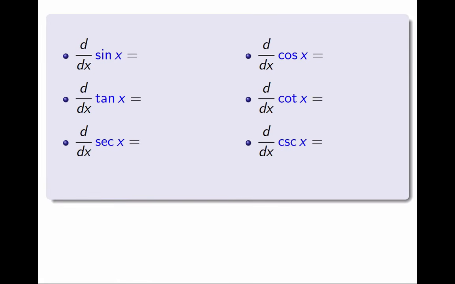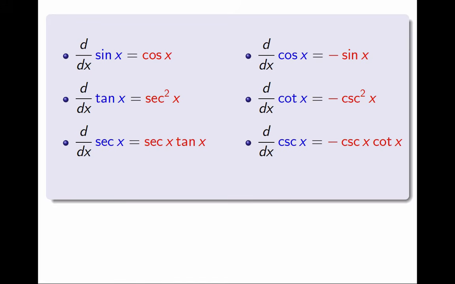The derivative of sine is cosine. The derivative of cosine is minus sine. The derivative of tangent is secant squared. The derivative of cotangent is minus cosecant squared. The derivative of secant is secant tangent. And the derivative of cosecant is minus cosecant cotangent.